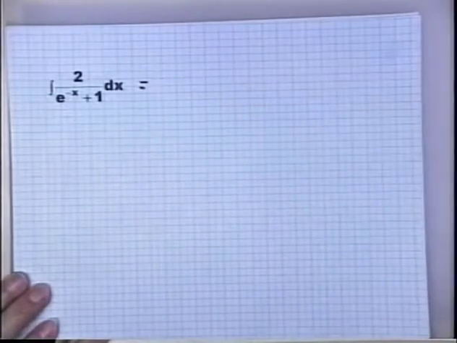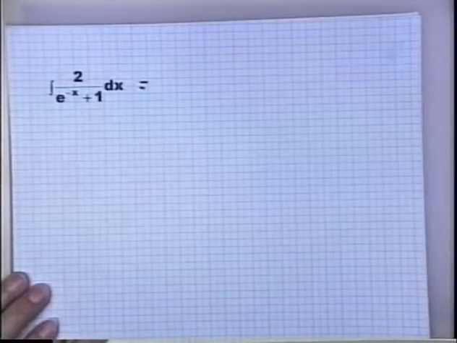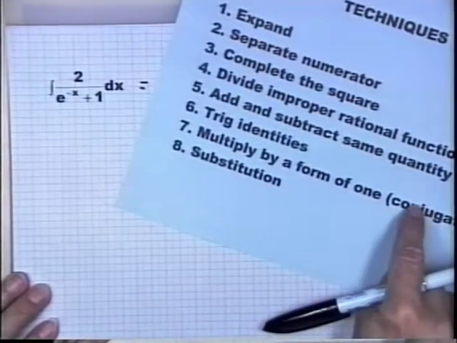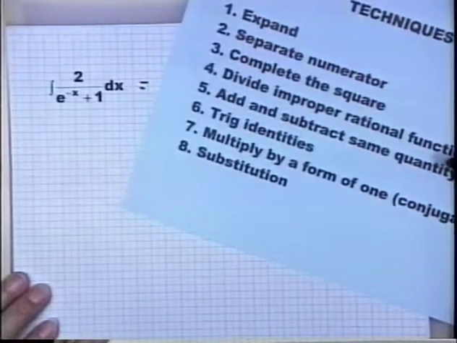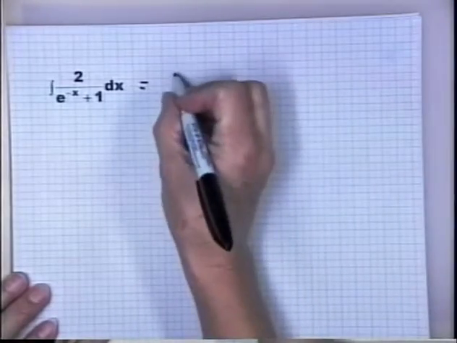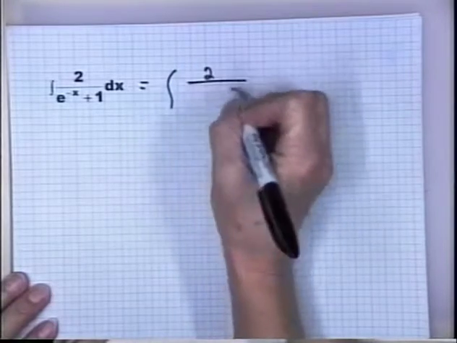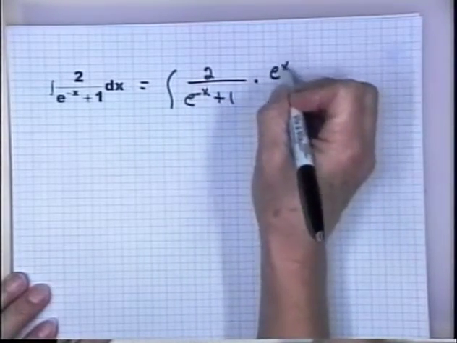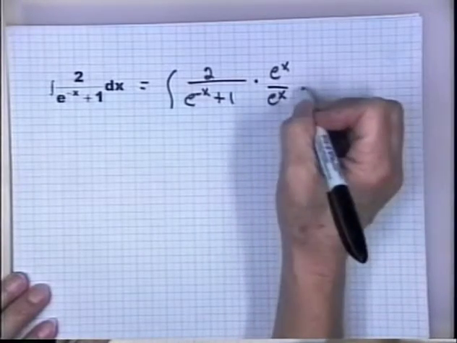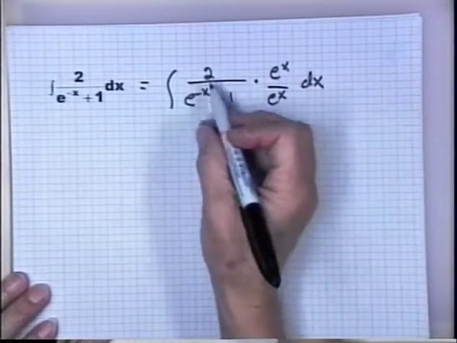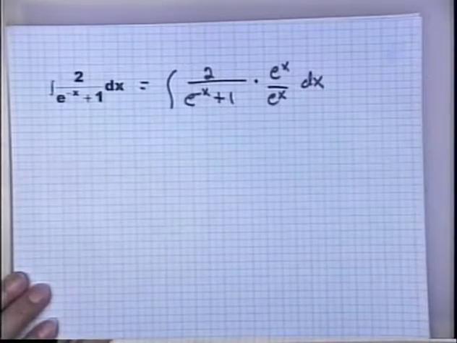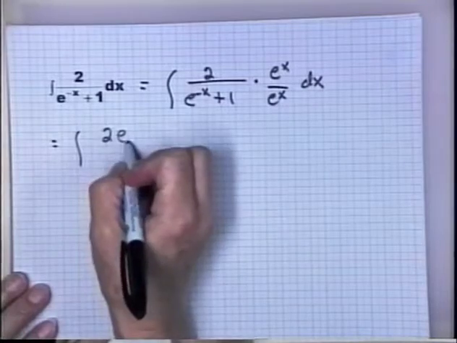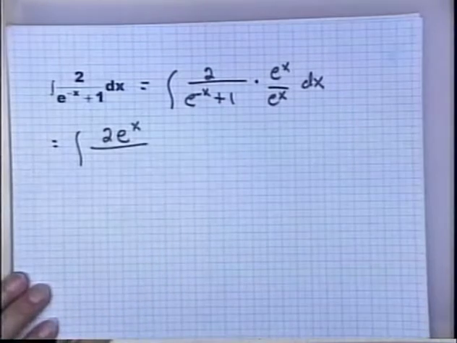Remember that technique that we talked about that said to multiply by a form of 1? I'm going to do that. I'm not going to do conjugates yet. I'll show you that on another example. But I'm going to take this and I'm going to multiply by e to the x over e to the x. That's 1, isn't it? So multiplying this by 1 is still this. But it is going to alter the way this thing looks. I have 2 times e to the x in the numerator.